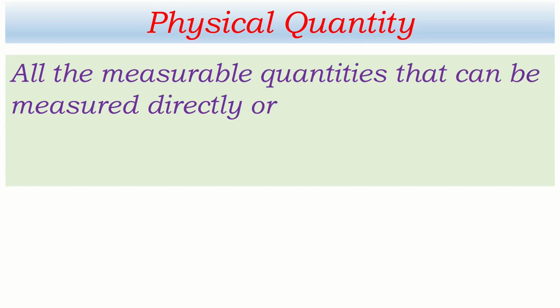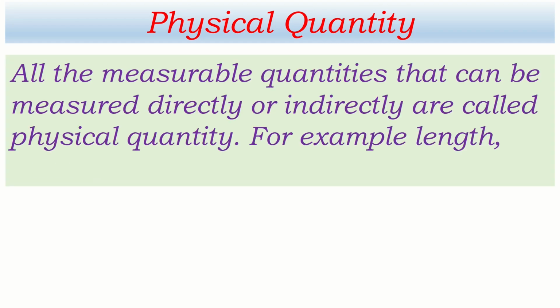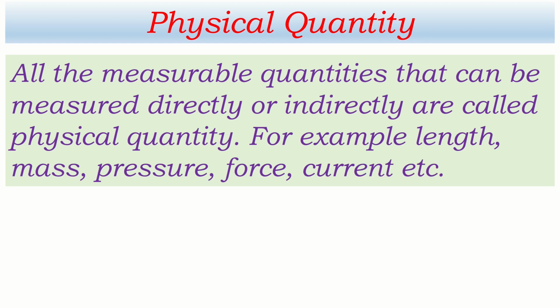Okay, now next, what is physical quantity exactly? All the measurable quantities that can be measured directly or indirectly are called physical quantities. For example, length, mass, pressure, force, current, etc. are all physical quantities. When we measure a physical quantity, for example, if we measure the length of the room and it is found to be 12 feet, or if we measure rice in the grocery shop and it is 5 kilogram, then we'll write it like this.